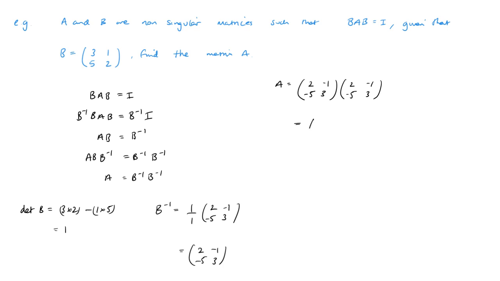Okay, so let's work these out. So 2 times 2 is 4 and 5, so this is 9. 2 times minus 1 is minus 2, and minus 3 is minus 5.